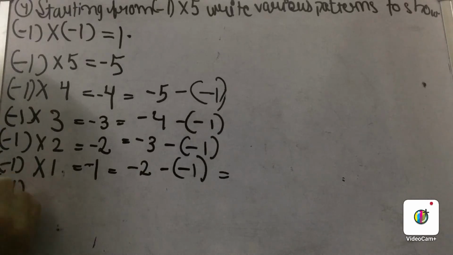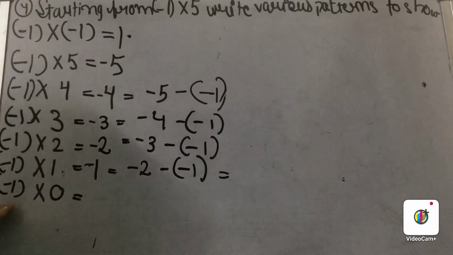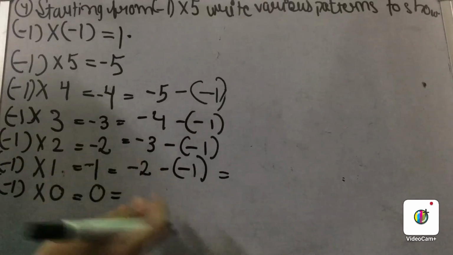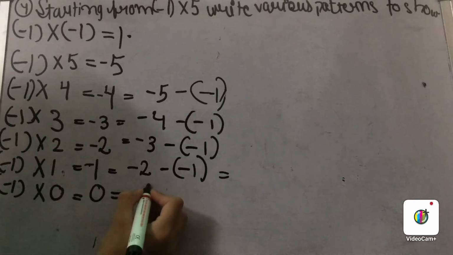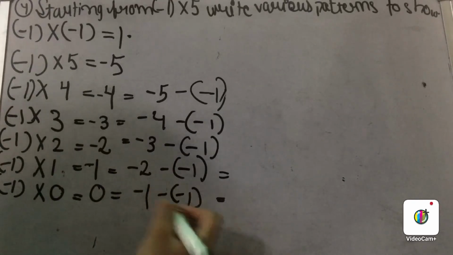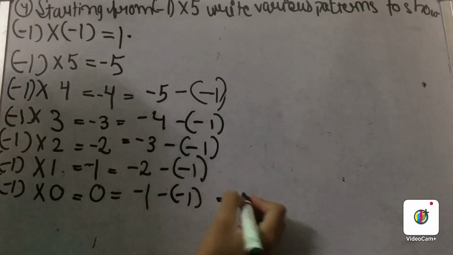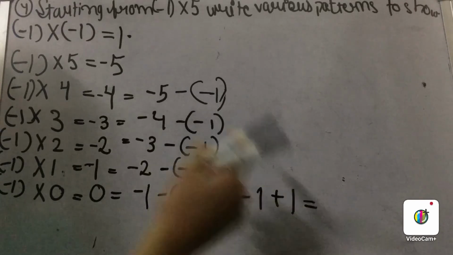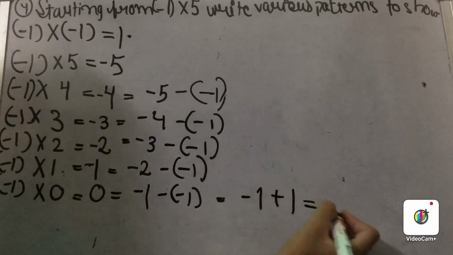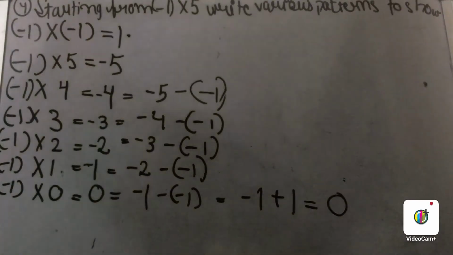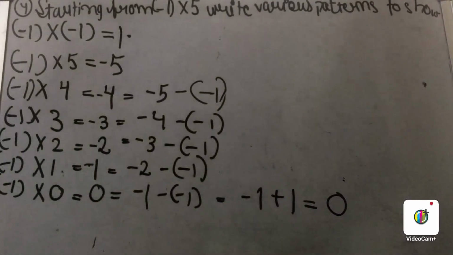minus 1 multiply 0. So what is minus 1 multiply 0? It will be 0, and we will carry out minus 1 here: minus 1 minus minus 1. Again we will put a plus sign here, plus 1, and plus minus minus, 1 minus 1 is 0, and 0 is neutral, so there will be no sign in front of 0. Now let us move to the next integer.